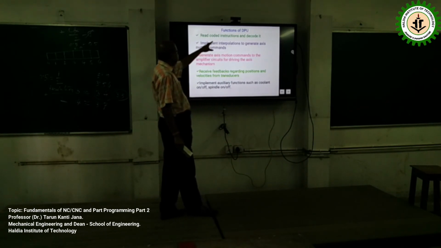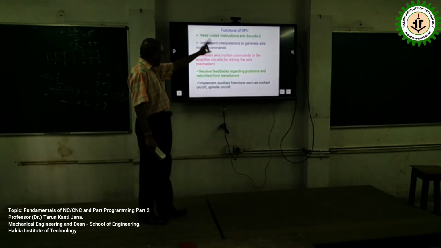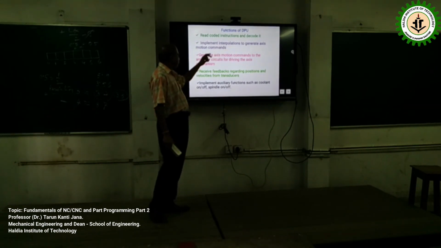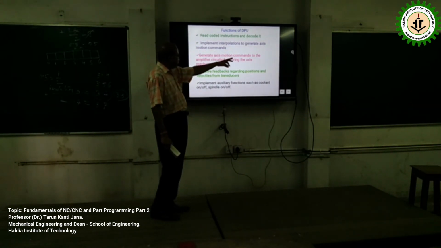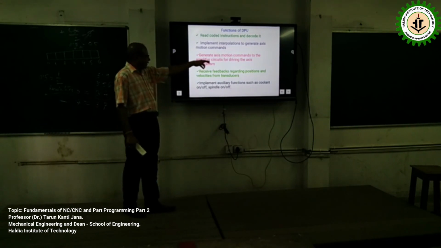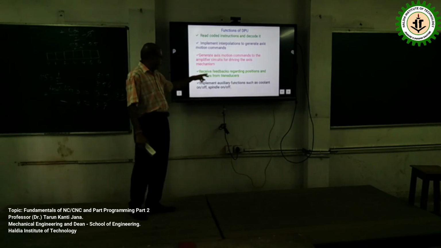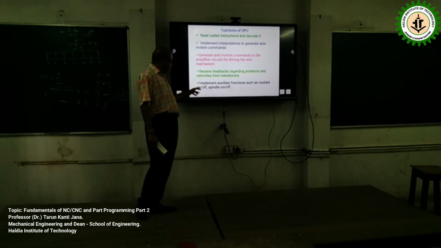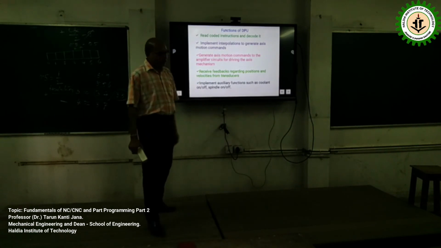The functions of the DPU are to read coded instructions and decode, implement interpolations to generate axis motion commands, generate axis motion commands to the amplifier circuit for driving the axis mechanism, receive feedback regarding position and velocities from the transducer, and implement auxiliary functions such as coolant on off, spindle on.